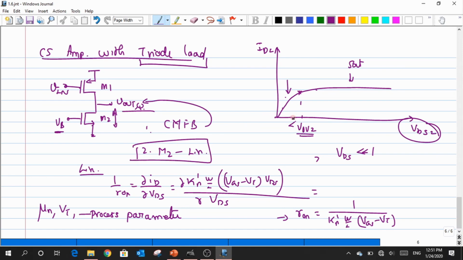So what I do is that I just put my Q point here. This Q point is almost close to the value of 0, right? And over this I have to have my swing. I can go around to the top, but when I come down I will be clipped off. So the swing around that Q point is also very small. These are some of the difficulties that we have in the case of a triode load, and I believe that nobody uses this kind of load for a common source amplifier.